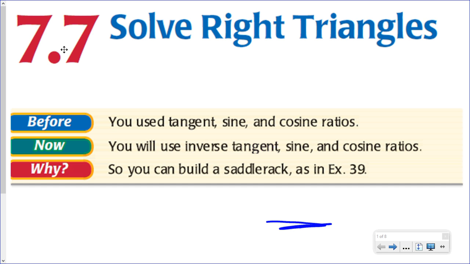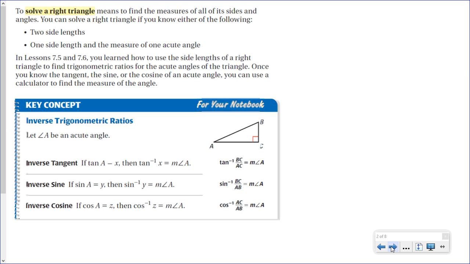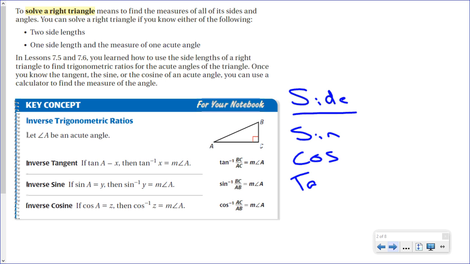Okay, good morning everyone. This is 7.7, solve right triangles, and the objective is you will use inverse tangent, sine, and cosine ratios. In the past, what we have learned is if you want to solve for a side, you would use the regular sine, cosine, or tangent function. Oh, and this goes in the right-hand side of your notes.